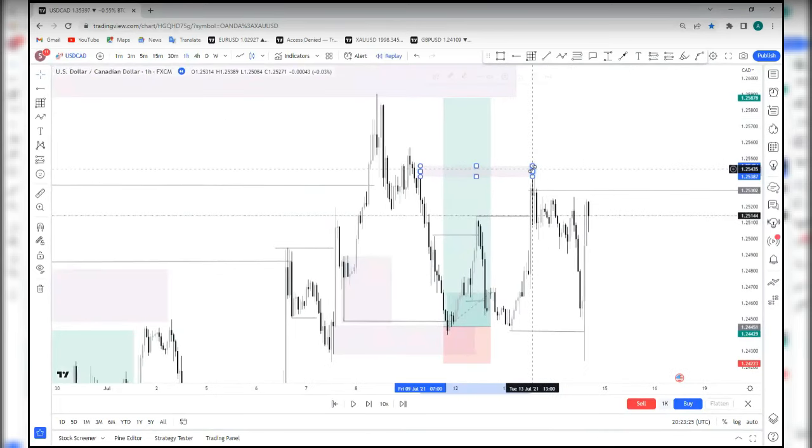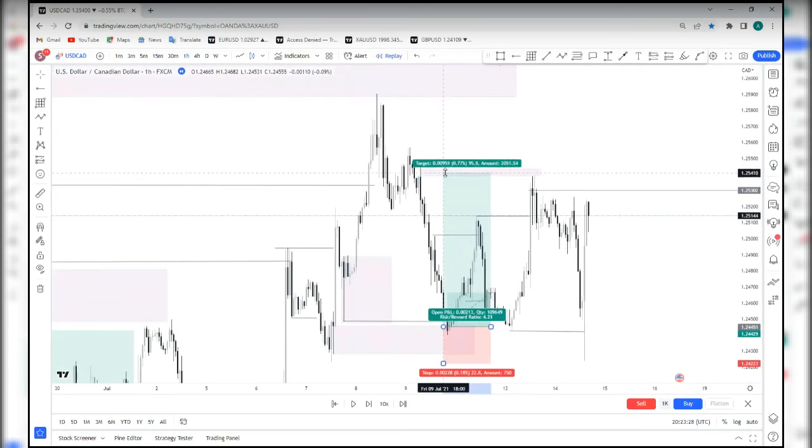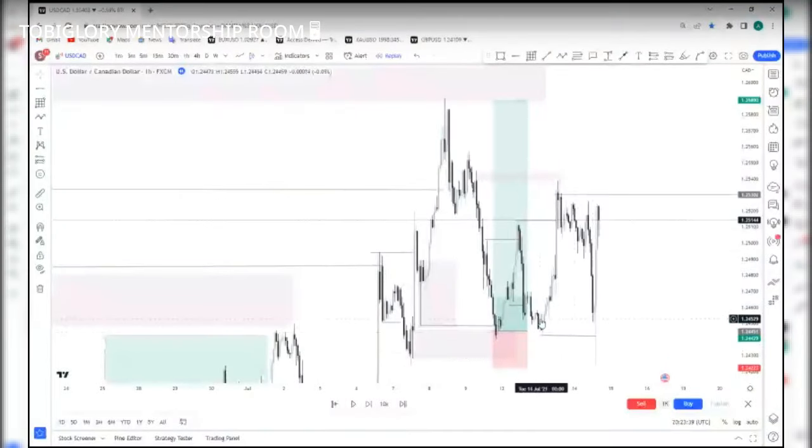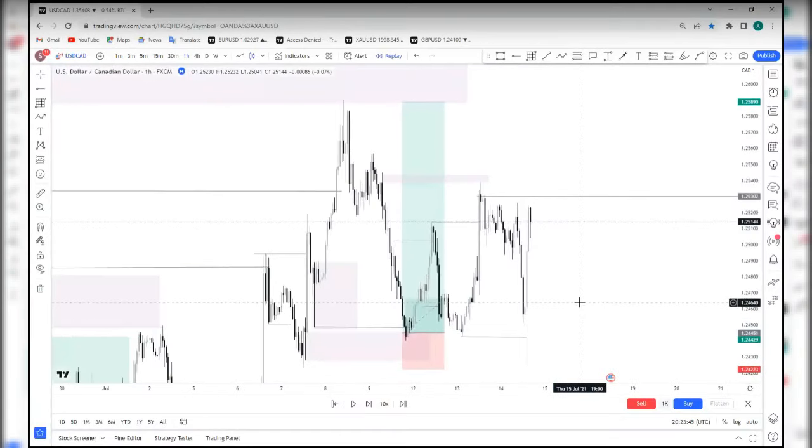Now, this unmitigated wick will be my first target, my first take profit, which is 93 pips. At least enough is enough. I've tried. Even right now, I'm going here and I take out my profits here. If this one kicks me out at break even, let us break even also. If this thing kicks my break even out, I will still be in profit.